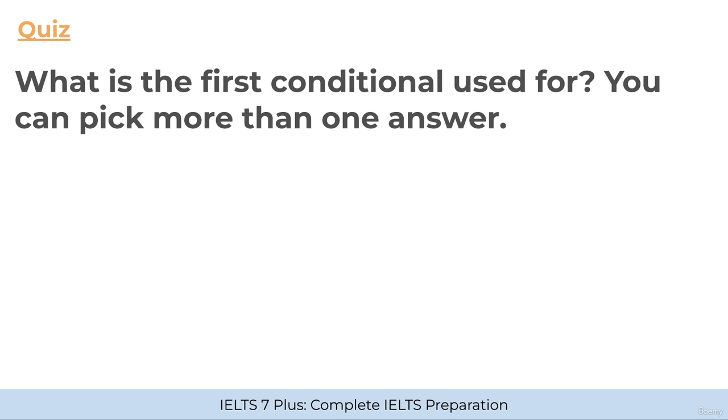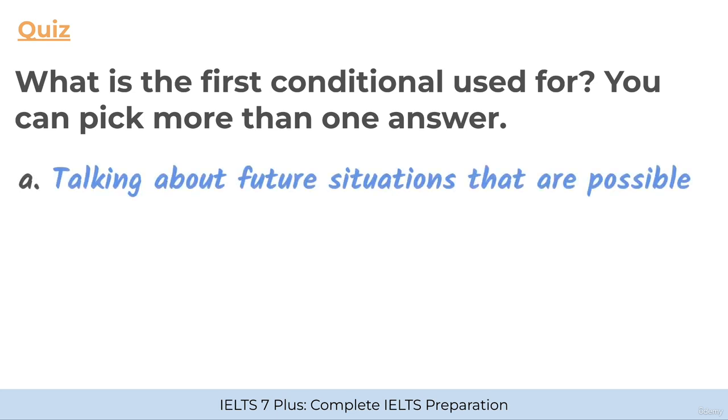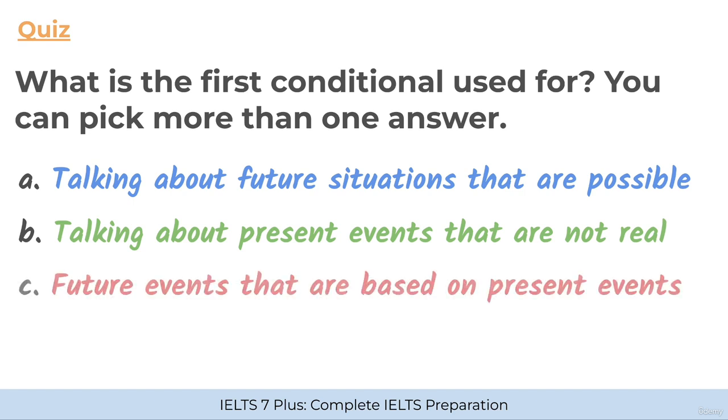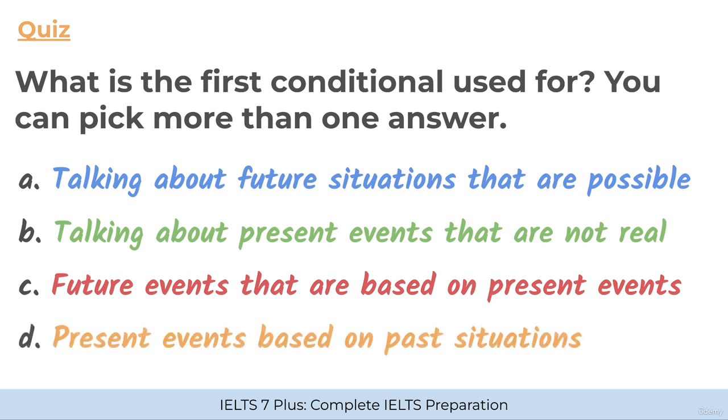On the other hand then, what is the first conditional used for? Is it A, talking about future situations that are possible? B, talking about present events that are not real? C, future events that are based on present events? Or D, present events based on past situations? Ooh, so we've got lots of different tenses here. Can you remember what tense is related to the first conditional?